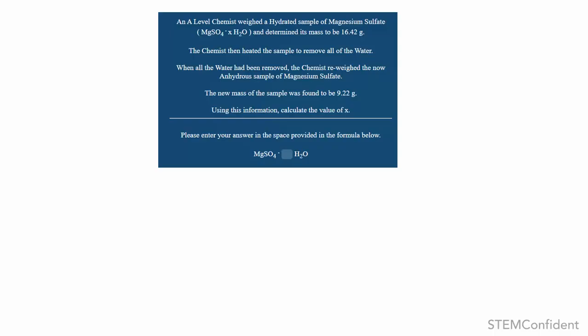Okay, so in this case, we've got magnesium sulfate. The hydrated mass is 16.42 grams, and we've been told that the mass of the anhydrous sample is 9.22 grams. And so we effectively need to work out the value of X in this question using the information we've been provided.